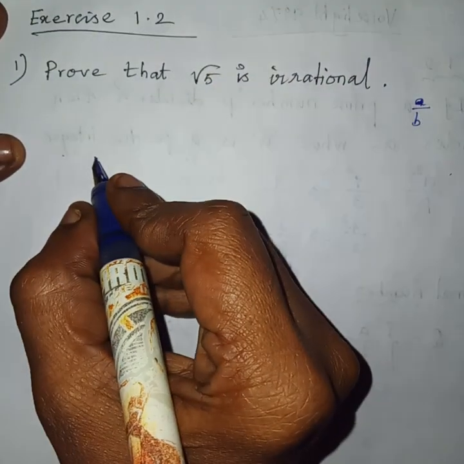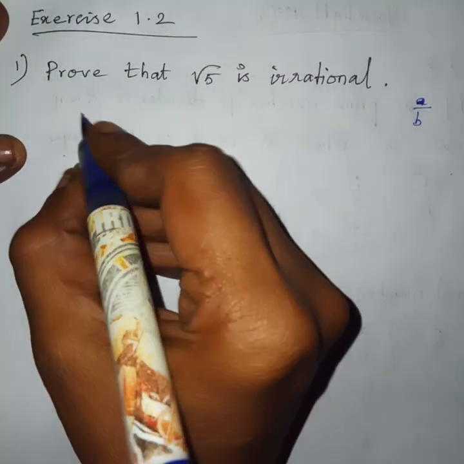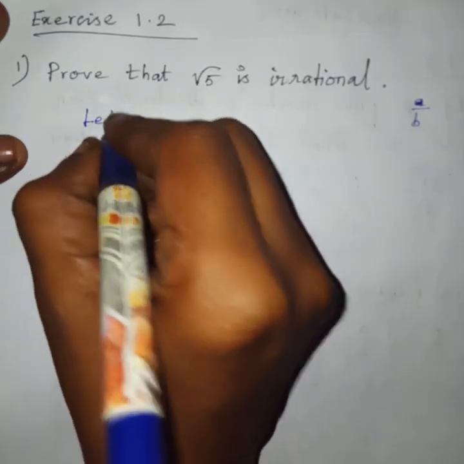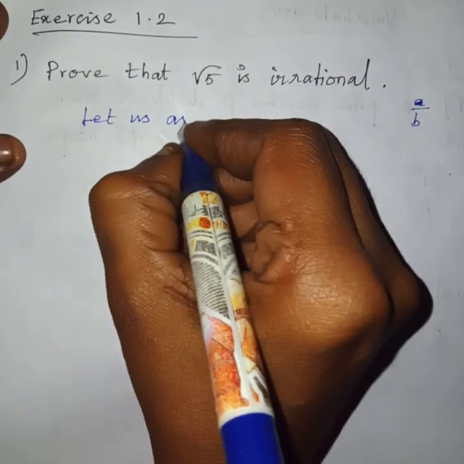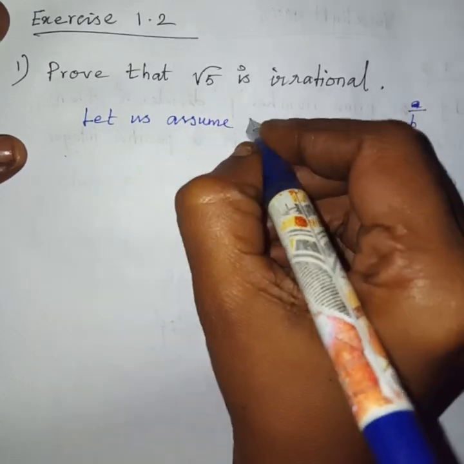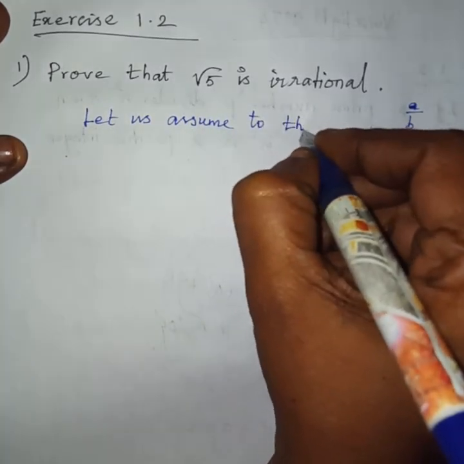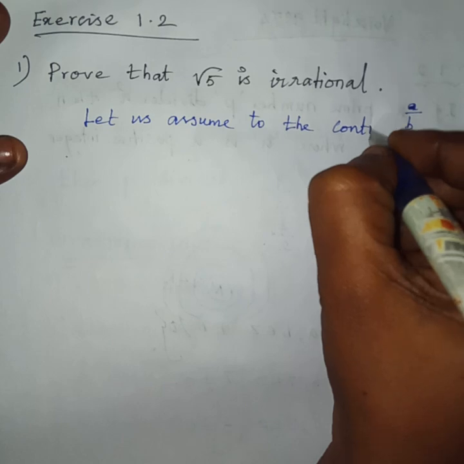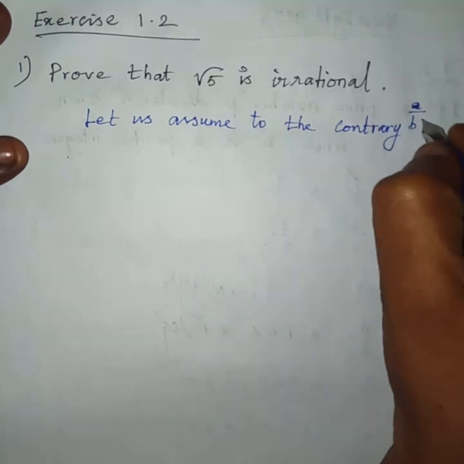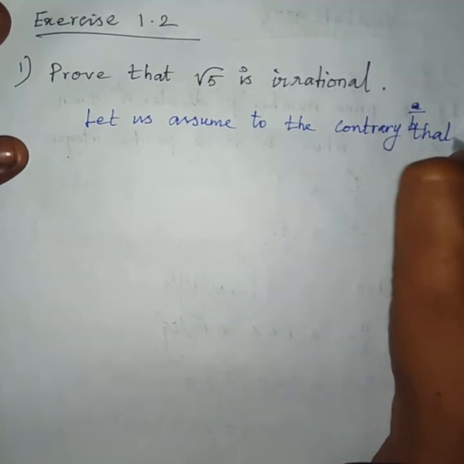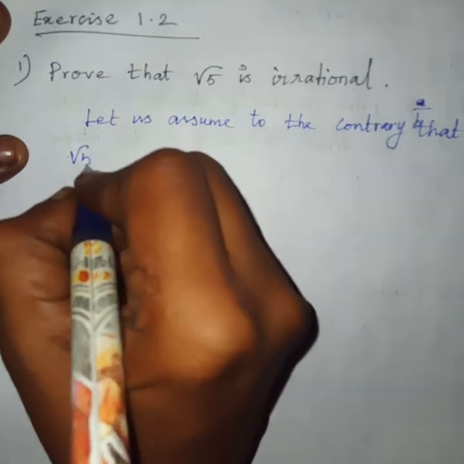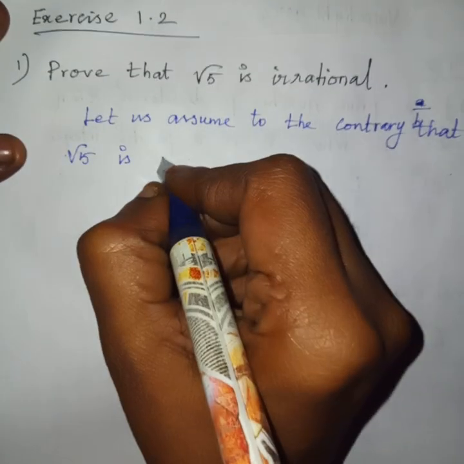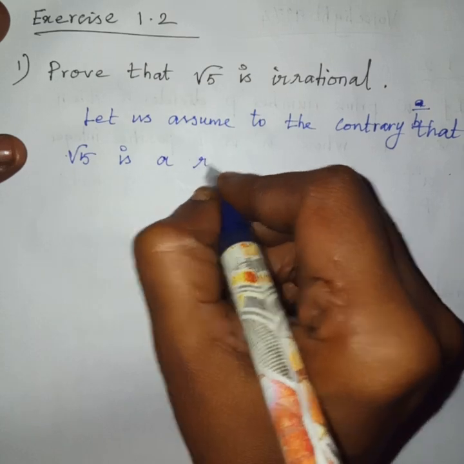So first we have to take the contradiction assumption. That is, let us assume to the contrary that root 5 is a rational number.